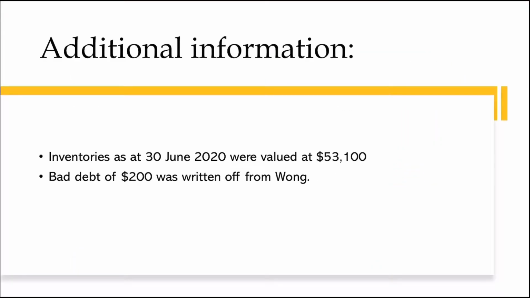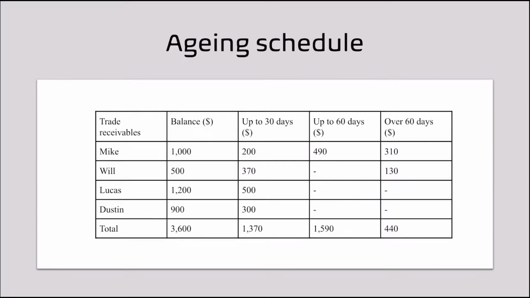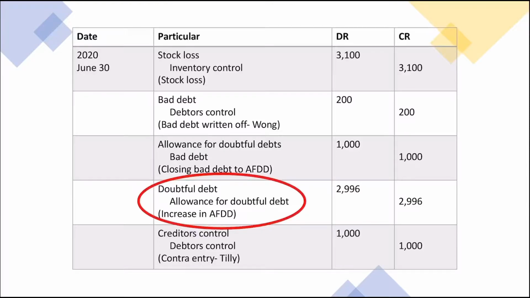I then proceeded to write off $200 of bad debts from Mr. Wong by first crediting the DCA and then debiting the allowance for doubtful debts. After creating an aging schedule, the business decided to allocate a special allowance for Mike and Will, as well as a general allowance of 10%. This is recorded into the general journal as seen here.